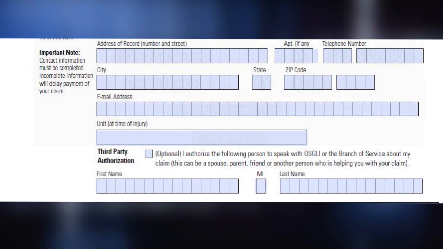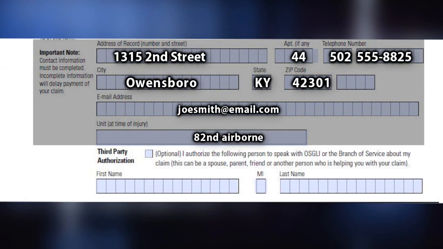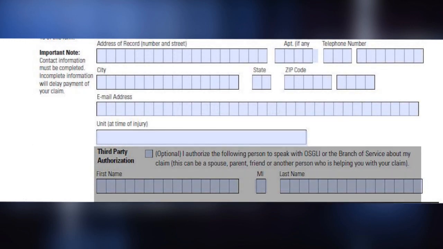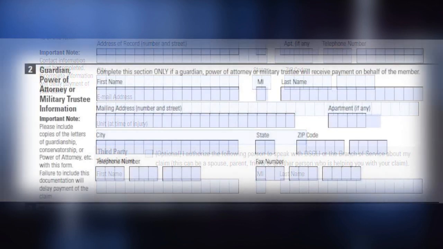The last part of number 1, Part A, is your address, telephone number, email address, and unit at the time of injury. There is also a third-party authorization, which is optional, but this authorizes another person to speak with the Office of Servicemembers Group Life Insurance, OSGLI, or the branch of service about your claim.